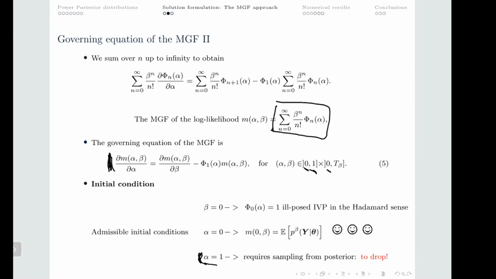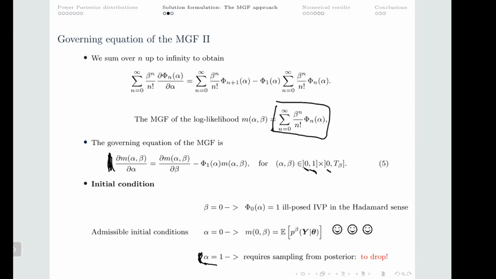If you look at alpha equals 0 and alpha equals 1, it will require sampling from the posterior. But we want to have an a priori estimate of the number of evaluations of G. That means that we should not sample from the posterior. We have to restrict all the sampling to the prior state.